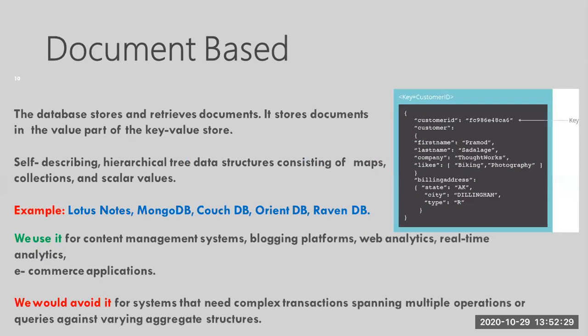In document-based NoSQL, the whole document is stored as one data node, and that whole document store is accessed using a key value. That document will be given one particular key value, and using that key value, the whole document can be accessed. That is the meaning of document based. Examples are Lotus Notes, MongoDB, CouchDB, RavenDB, etc.